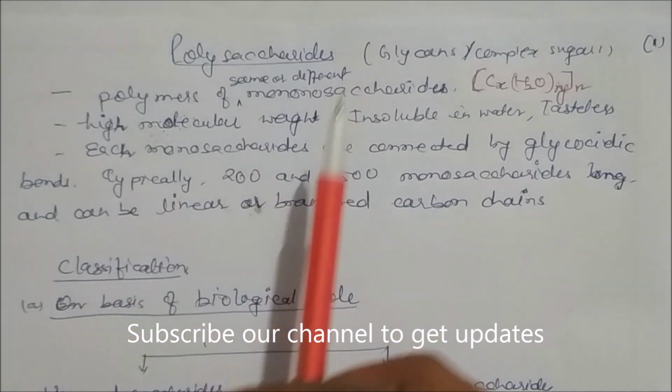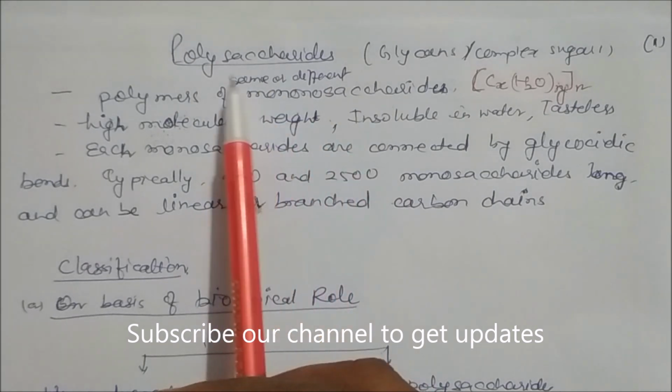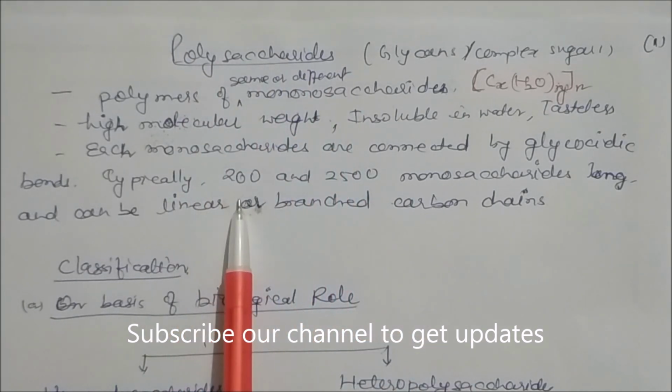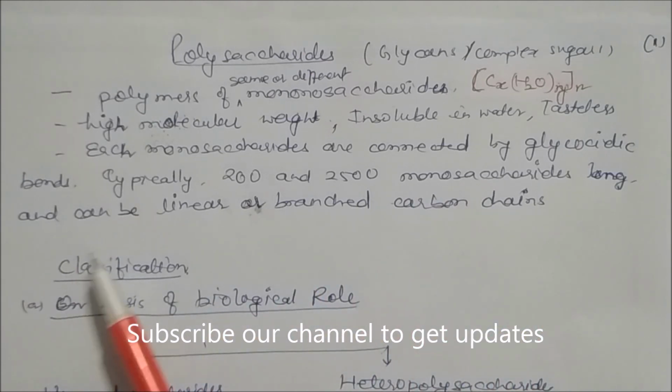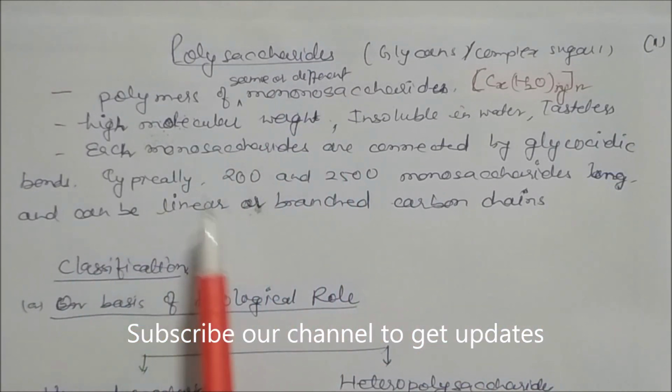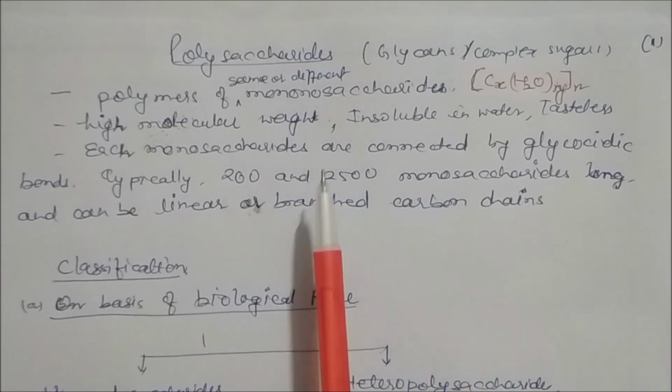These monosaccharides are connected by glycosidic bonds, and typically polysaccharides consist of 200 to 2500 monosaccharides in long chains, and these saccharides have linear or branched carbon chains. Okay, this much information is sufficient.